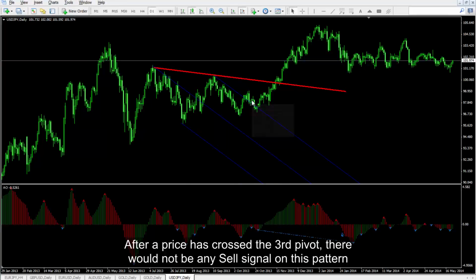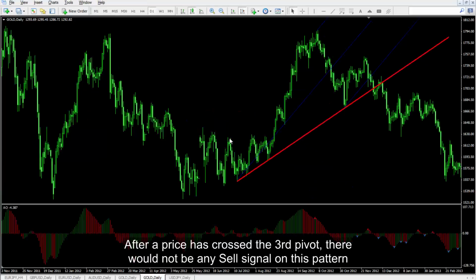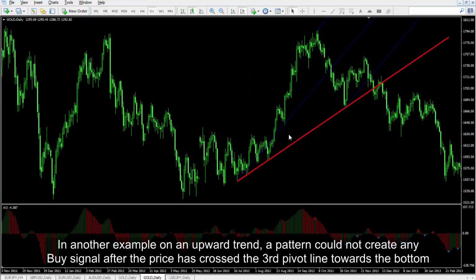After a price has crossed the third pivot, there would not be any sell signal on this pattern. In another example, on an upward trend, a pattern could not create any buy signals after the price has crossed the third pivot line towards the bottom.